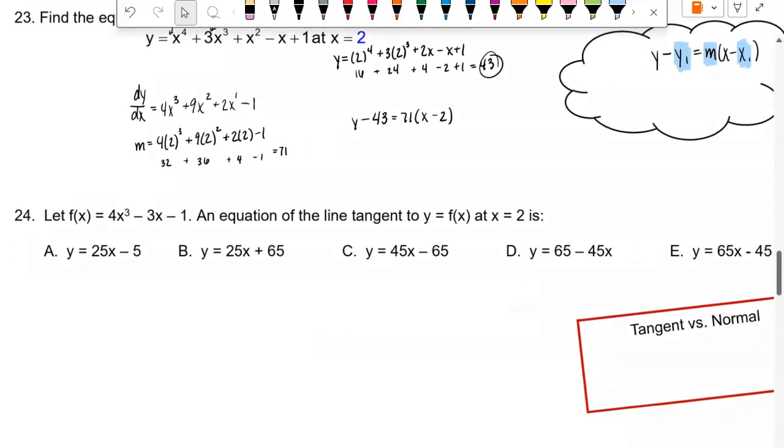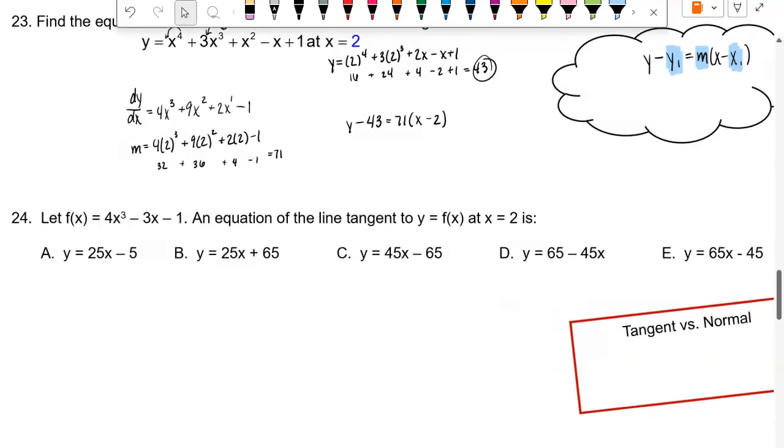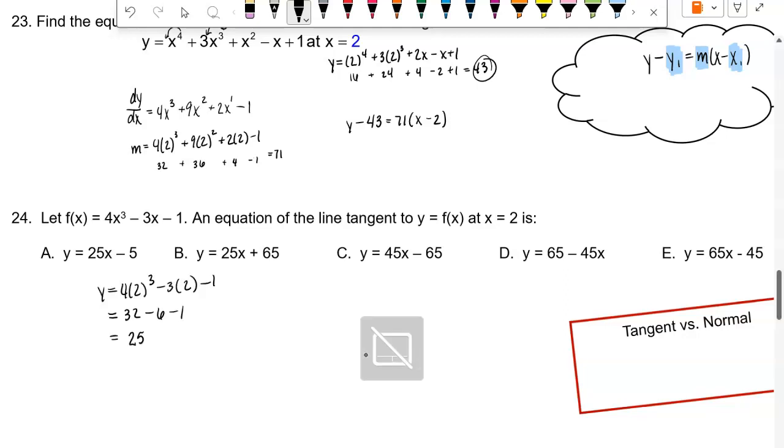For number 24, you're going to do the exact same thing that we did in number 23. We're going to use the 2, input it to figure out what my y is, and we get that the y value is 25. From here, we figure out what the slope is by finding the derivative of f of x. So we've got f prime of x, and it's again a multiply and then subtract, and we're just left with 12x squared minus 3. To figure out my slope, we've got 12 times 2 squared minus 3. So we've got 48 minus 3, which equals 45.